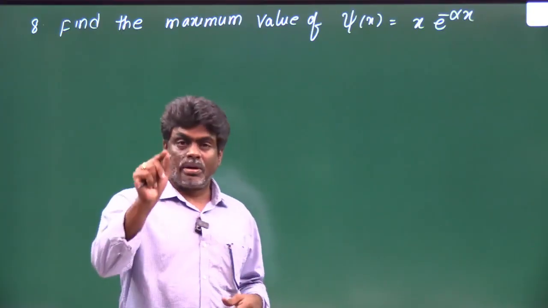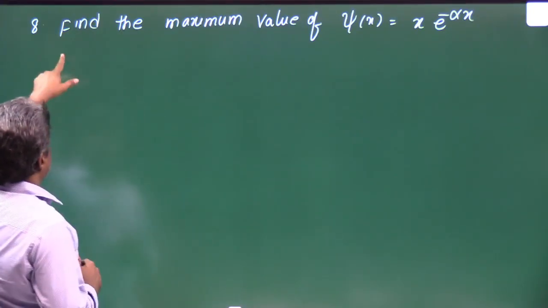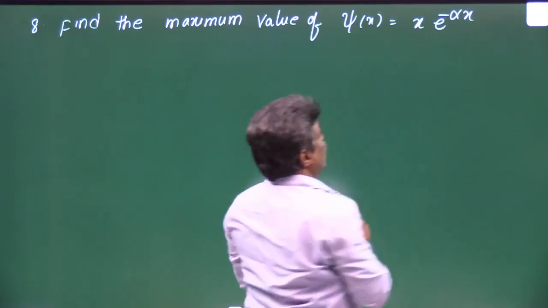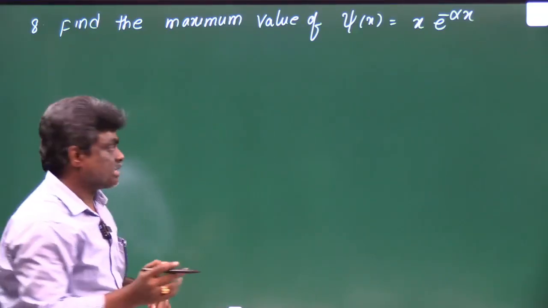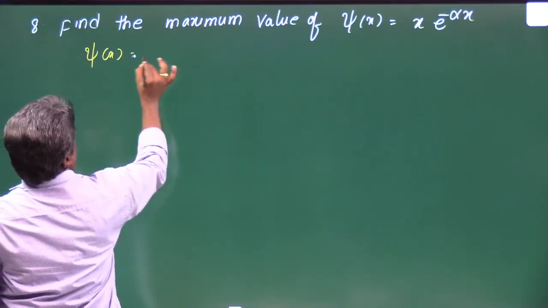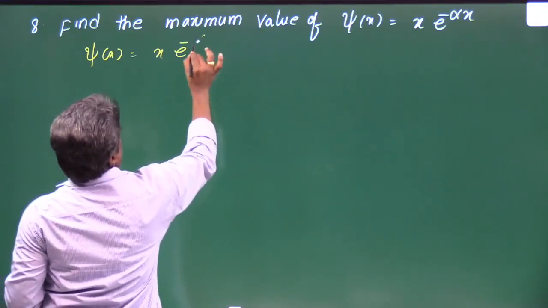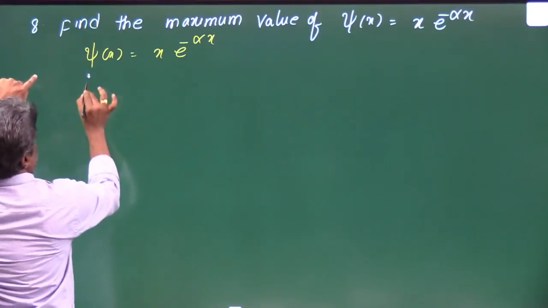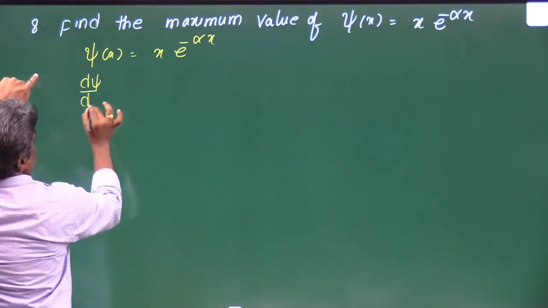Right. So continue the next problem. Here they are asking what is the maximum value of the function psi of x equal to x e raised to minus alpha x. So as usual, take the wave function psi of x equal to x e raised to minus alpha x. So take the first derivative, that is d psi by dx.